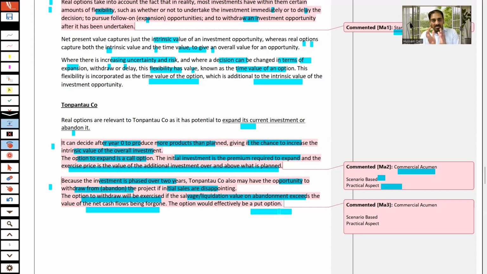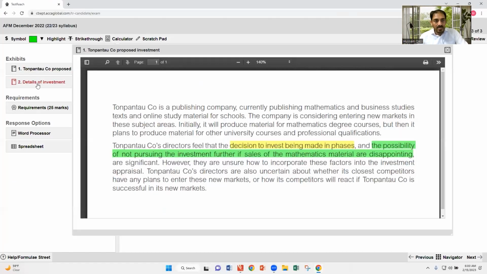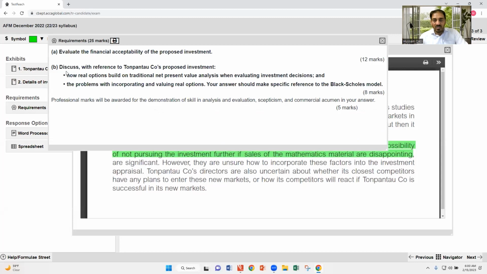So I think that ACCA really wants you not just to get the knowledge, but also the ability to apply the knowledge. So this is a clear example of this. Once again, the key point: always start with the basic explanation of the knowledge, then connect it with the case. Whenever you are connecting the case, you are getting the marks for technical and commercial acumen as well. So this is the first part of B1 that we have done.